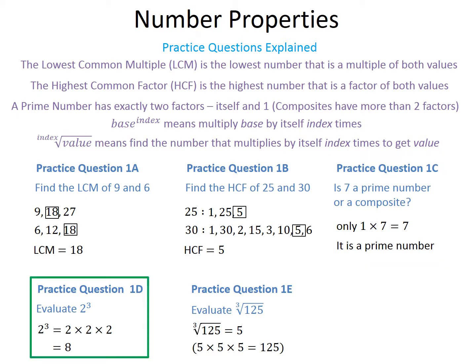With the next one, we are doing 2 to the power of 3. Remember, that means 2 times by itself 3 times because of that little 3 up there. So I just wrote down 2 times 2 times 2 and then just worked out the answer underneath, which is 8.